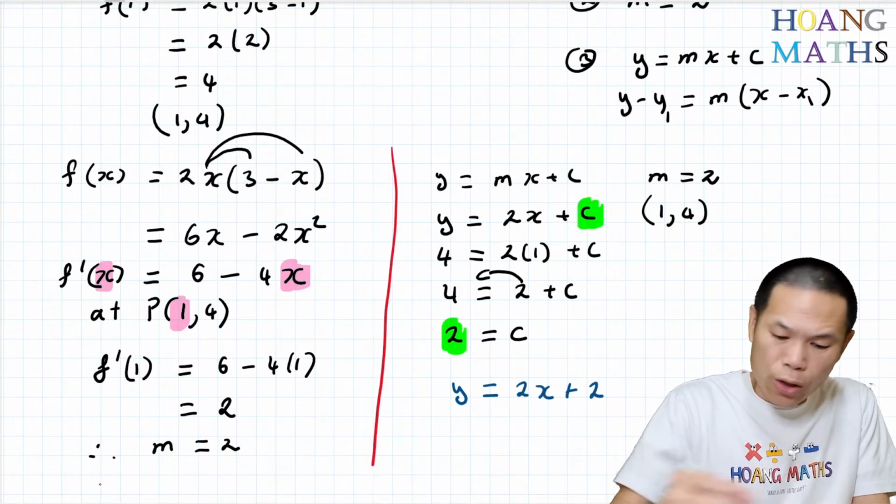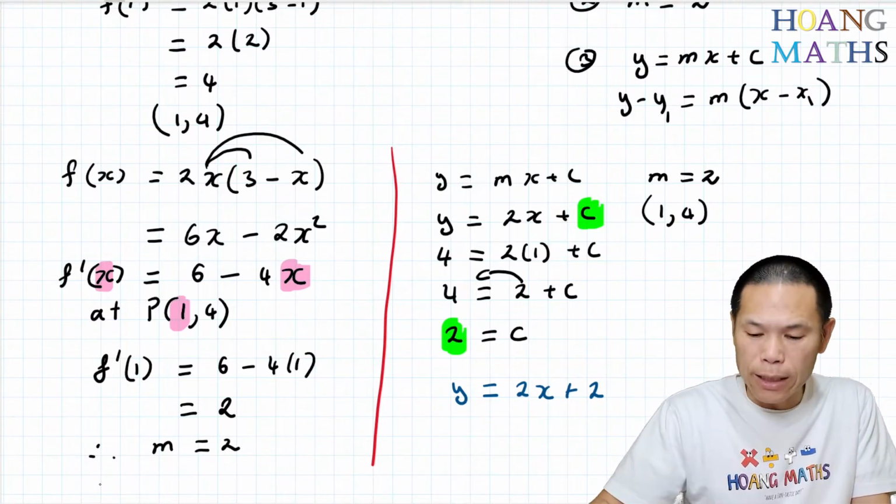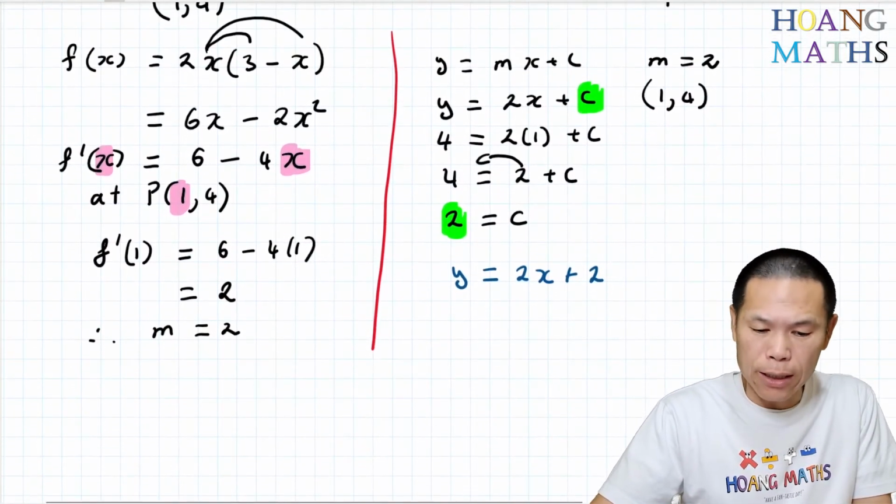So let's use y - y1 = m(x - x1), and see if we get the same answer, okay?